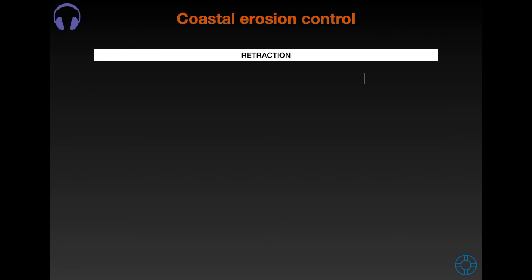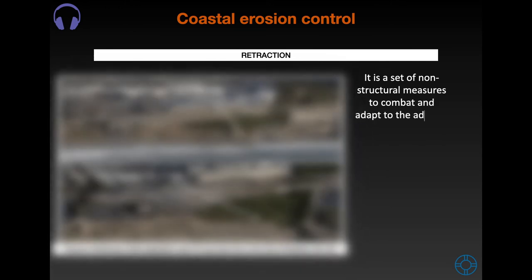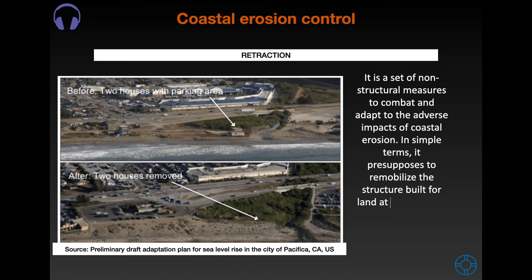Retraction is a set of non-structural measures to combat and adapt to the adverse impacts of coastal erosion. In simple terms, it presupposes to remobilize the structure built for land at the rear, out of reach of the erosion area. It's a non-confrontation strategy.